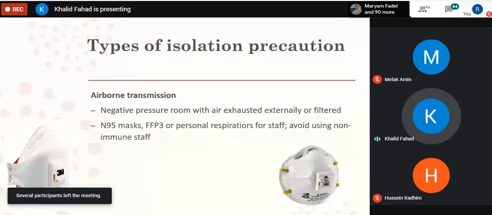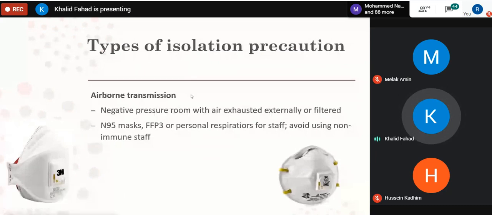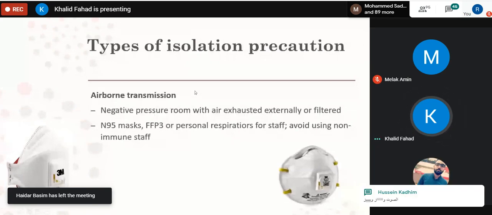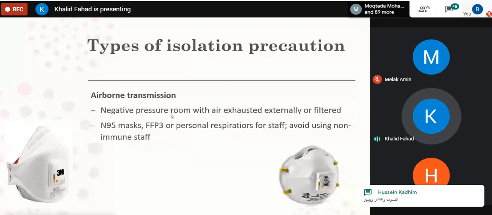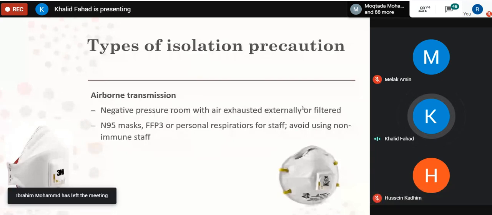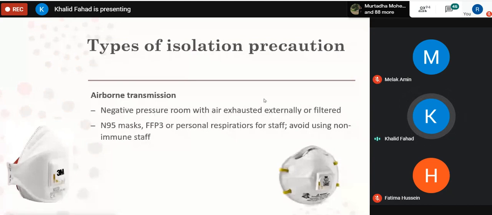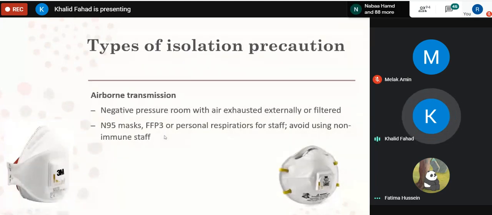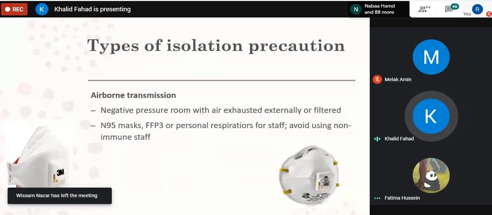So what are the types of isolation precaution? This is also famous in order to break the chain of infection. Many organisms, for example, measles, have an airborne transmission. So how can we prevent this and break the chain of infection? Either we apply a negative pressure room with air exhausted externally. When a measles patient is admitted to the hospital, this is very infectious, and you have to have a negative pressure room. Otherwise, if you don't have this facility, you have to use an N95 mask or FFP3 mask to avoid infections, because it's highly infectious.